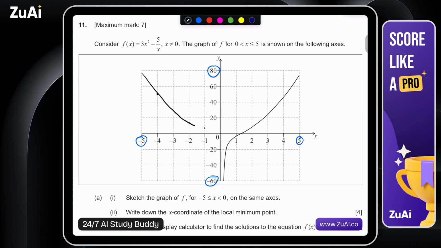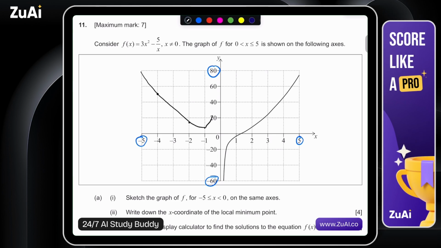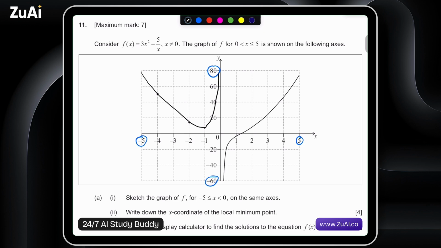So here we are, and something like that. Okay, not terrible. On the mark scheme it actually does say that it should be a smooth curve, so not broken lines, but something like this. So not broken lines, and then of course with this vertical asymptote of x is equal to 0.